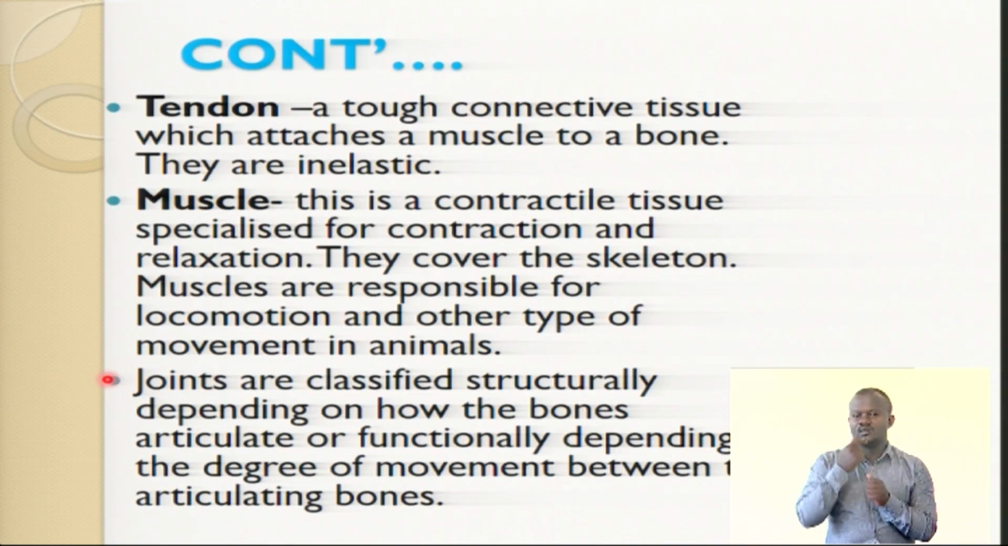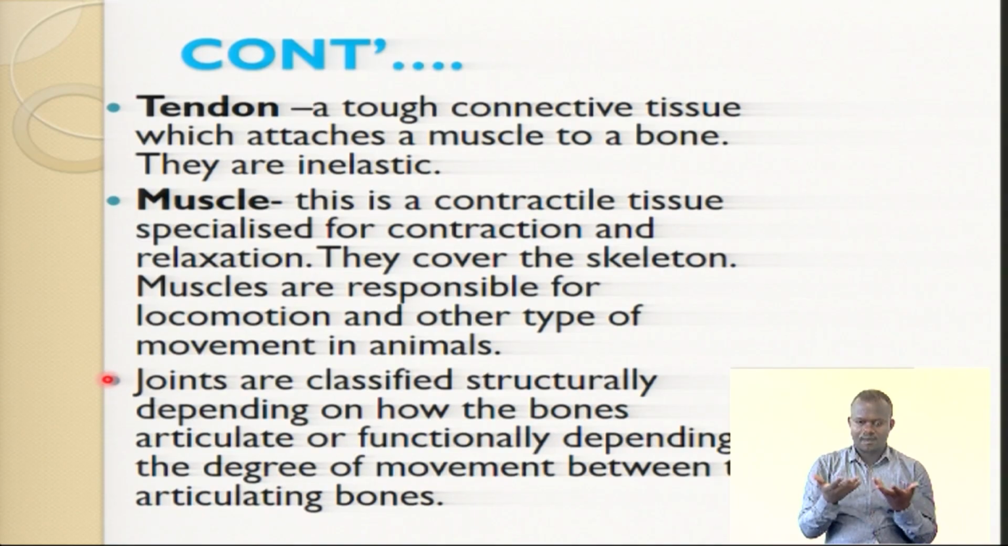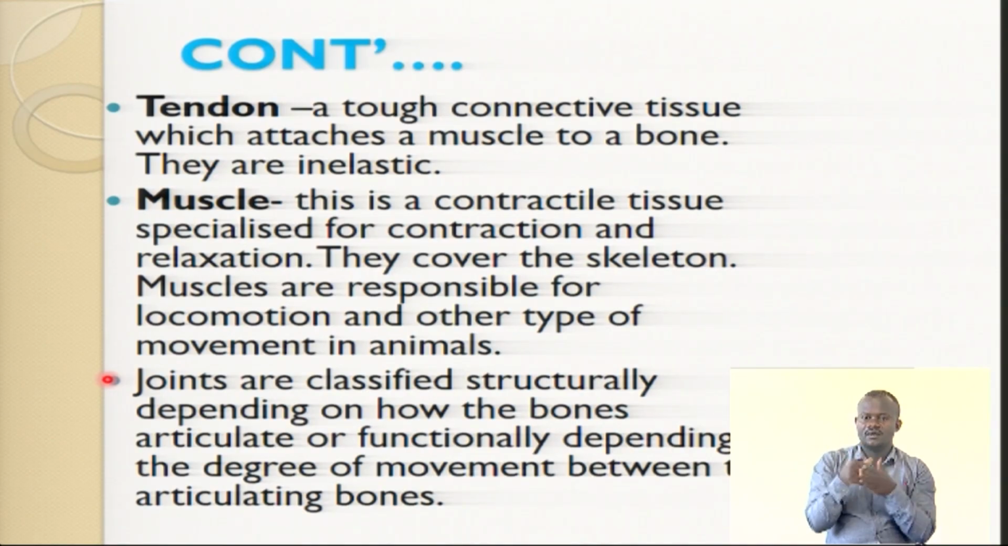So joints are classified structurally, depending on how the bones are articulated, or functionally, depending on the degree of movement between the articulated bones. That's how we normally classify these joints. They are classified according to their structure, depending on how the bones are articulated, or functionally, depending on the degree of movement between the articulated bones.